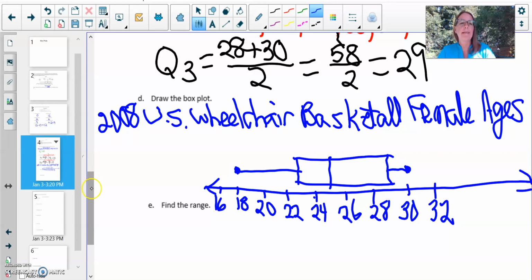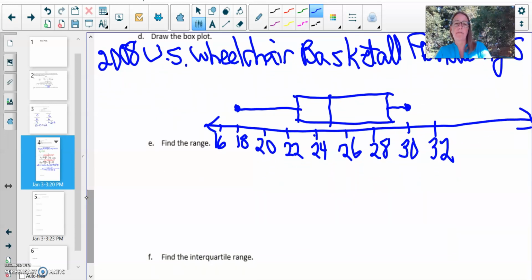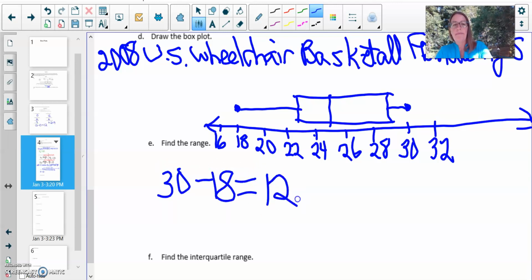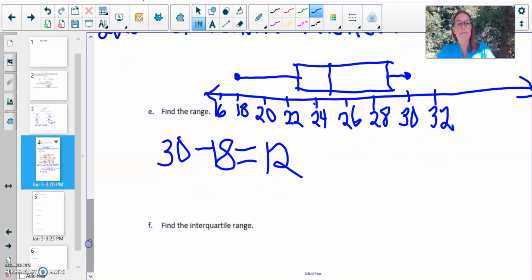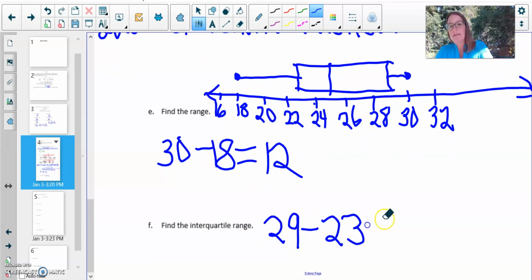Okay, and now my last question for this problem, find the range. I do 30 minus 18, which is 12, and then find the interquartile range. That was 29 minus 23, which is 6.